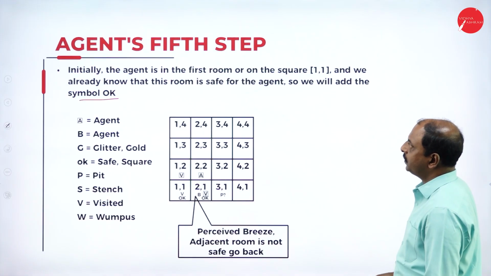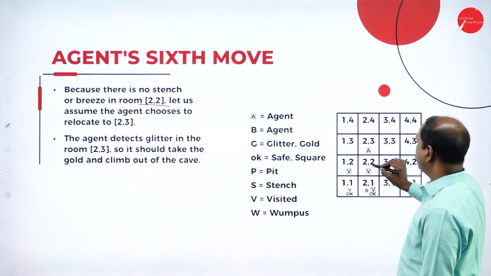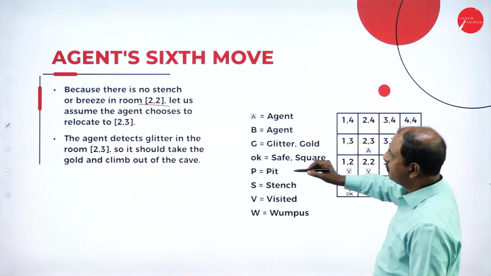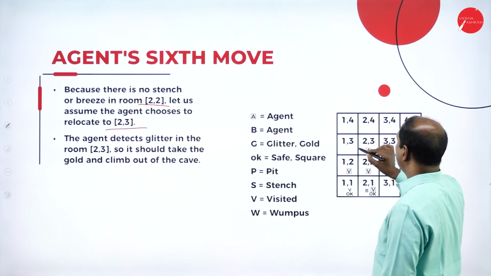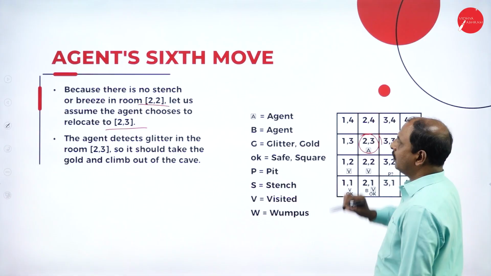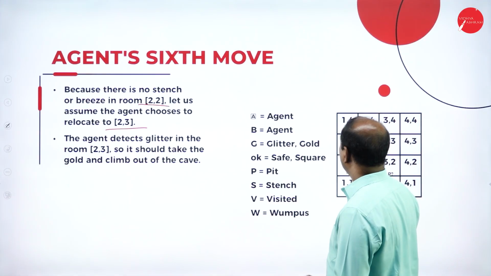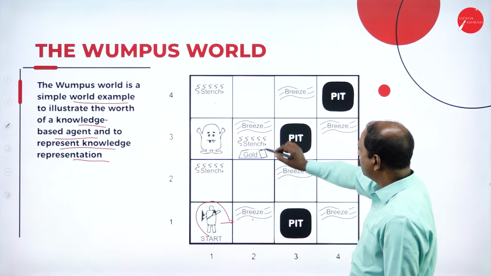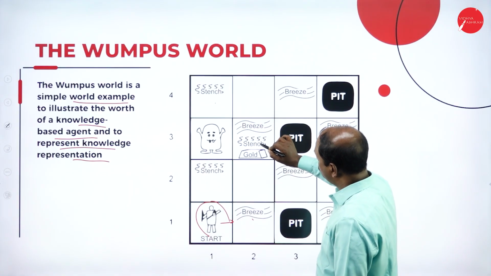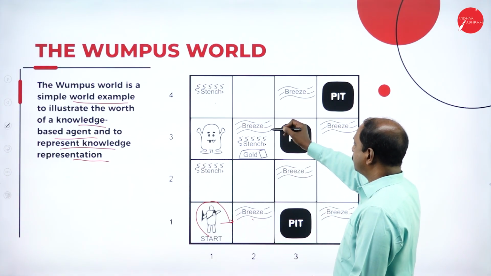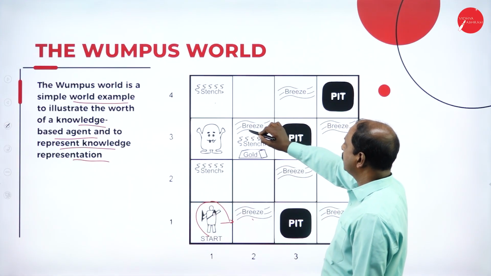The next movement of the agent would be, because there is no stench or breeze in 2, 2, there is no breeze and no stench at this stage, so assume the agent relocates to 2, 3. He is going to visit 2, 3. If you look at the diagram at this location, 2, 3, you see that there is a breeze, there is glitter, and there is a stench. These are the three conditions with respect to this location.